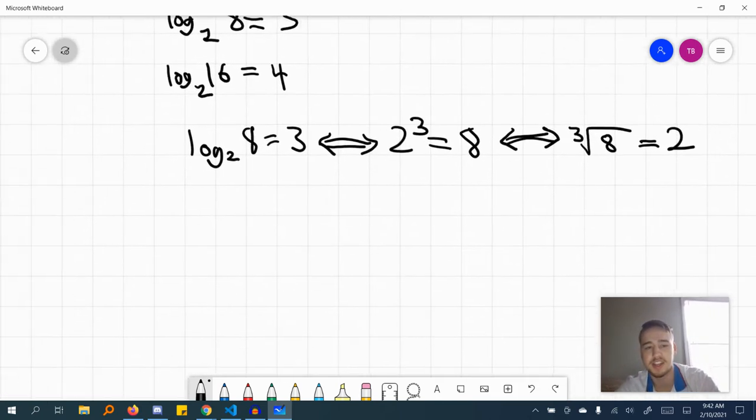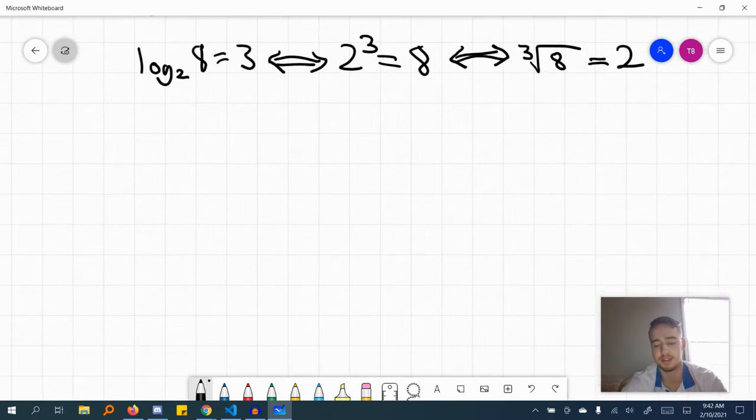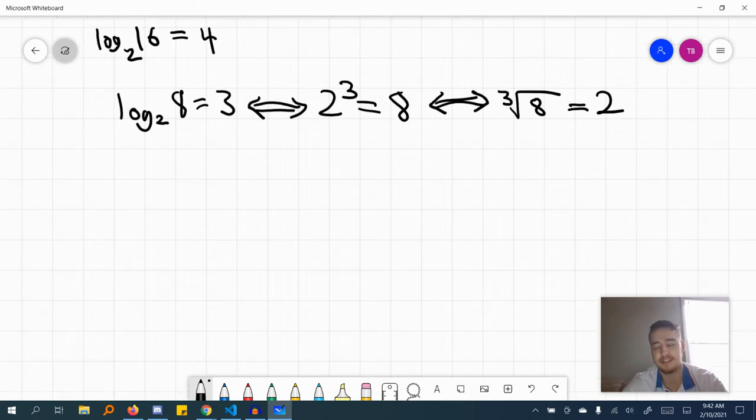Now, in all of these cases, they all represent the fact that 2 times 2 times 2 is equal to 8. But they all look very different. And a little later on, we're going to address a way to make that a little nicer to handle. But for now, I just want you to recognize that these are all the same statement.